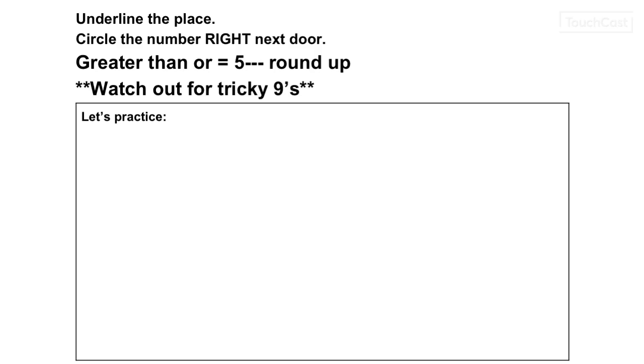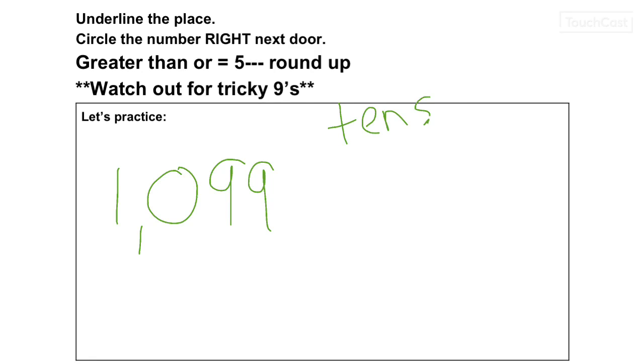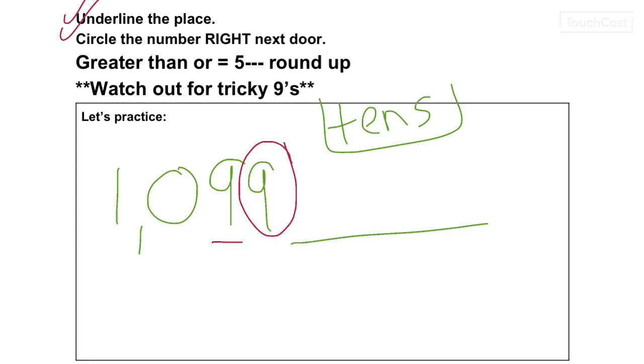Let's try another one. I'll give you a number to the thousands. We're rounding to the tens still. So I wrote the number 1099. This number has 1000. It is 0 hundreds, 9 tens, and 9 ones. So let's find the place. The tens place is here. Circle right next door to the ones place.